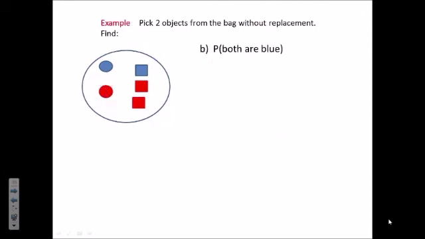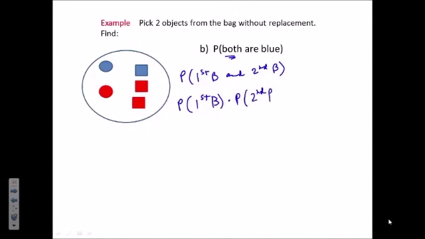Pick 2 objects from the bag without replacement. Find the probability both are blue. Well, we don't have a both rule, but both blue means the first pick is blue and the second pick is blue. So let me write it that way. The probability that the first pick is blue and the second pick is blue. Well, the AND rule says to multiply. The probability the first is blue times the probability the second is blue given the first is blue.